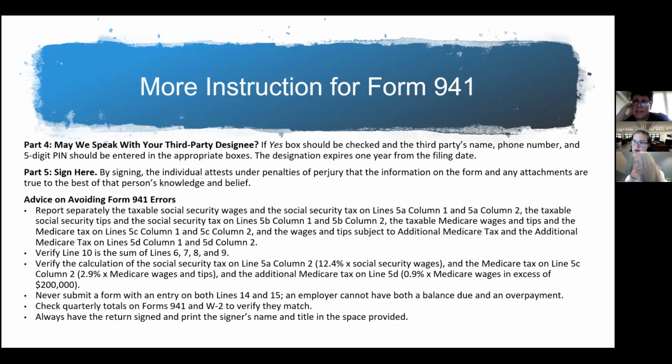The signature, it's anybody who's in the authority to sign there.